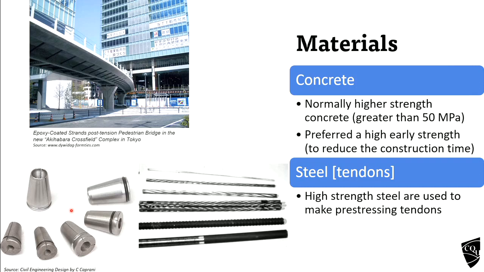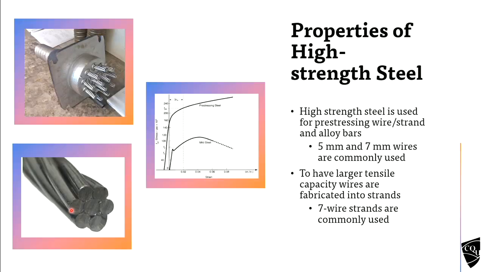So these are the main components, the main materials. This is the steel. Properties of steel: this is the normal steel you come across in RC, and this is the PC one. It has a very large capacity compared to the normal steel. This steel is used to make wires.